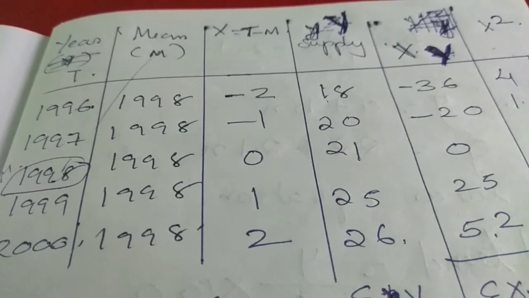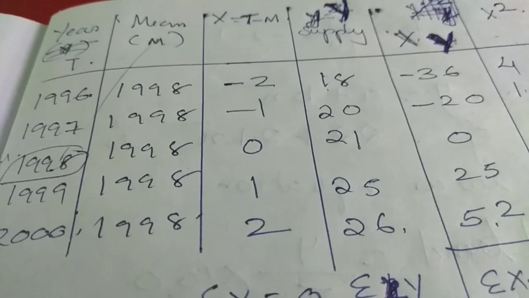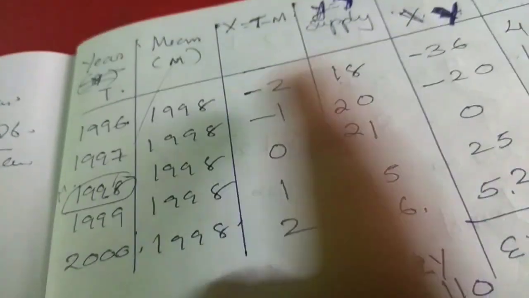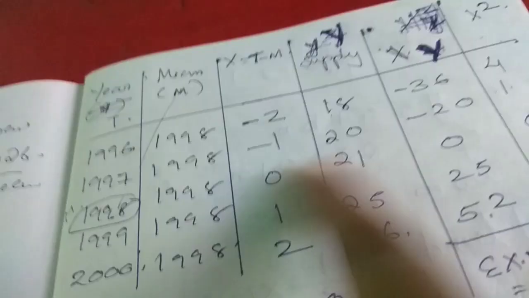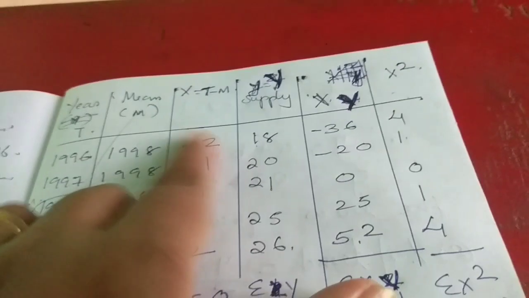Here x equal to t minus m, and y is the supply, given as 18, 20, 21, 25 and 26. And we have to multiply these two rows, x and y. Minus 2 into 18 is minus 36 and so on, up to 52. Then we have to take the square of the x row, as 4, 1, 0, 1, 4.